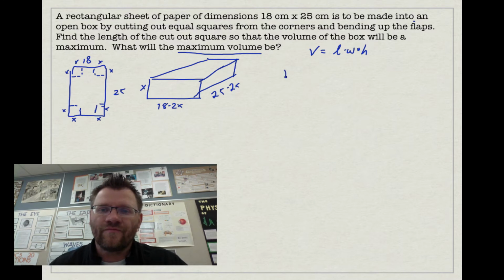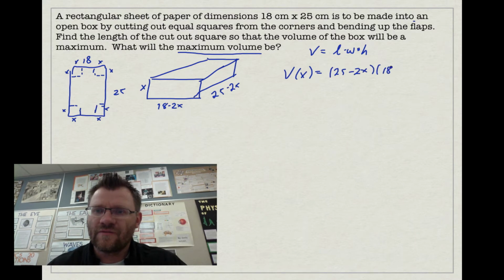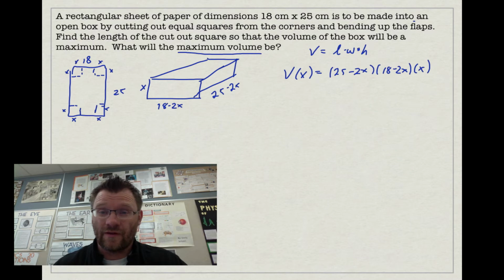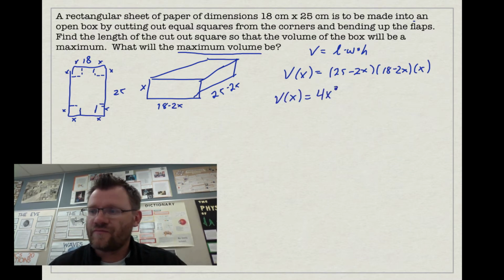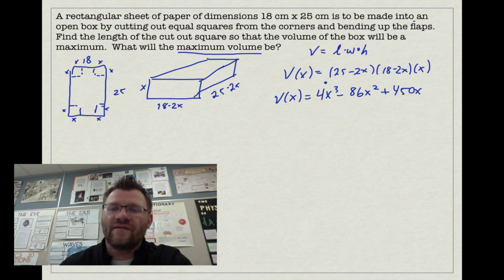So our volume, we can now write this as v of x, because it's volume in terms of the variable x. Is your length times your width times your height? Well, that's 25 minus 2x times 18 minus 2x times x. And when you do all the work and you multiply that all together, you get your v of x being 4x cubed minus 86x squared plus 450x. So hopefully you recognize this as a cubic function, which means that it can have a maximum value, or it could have a minimum value.